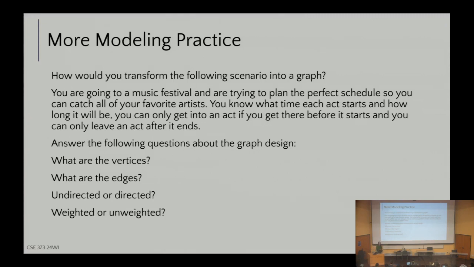How are you going to draw up a graph that represents all the different possible ways you can navigate this music festival to optimize for your favorite artists? Why don't you take a couple minutes, take 2 minutes, and discuss this. What are your vertices? What are your edges? What are the transitions?